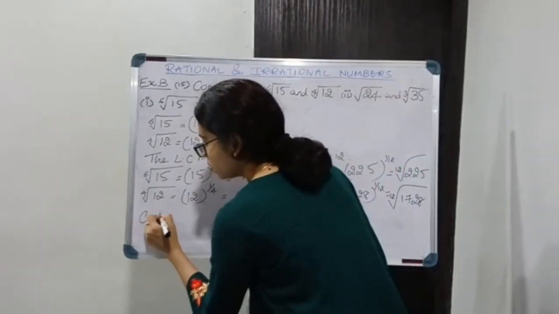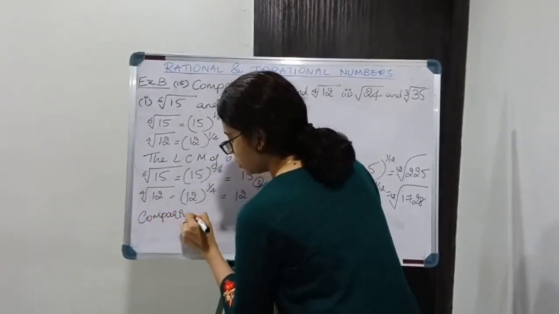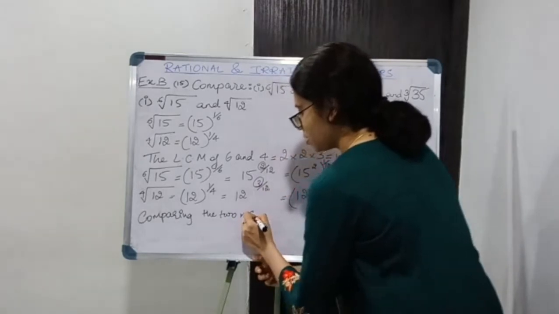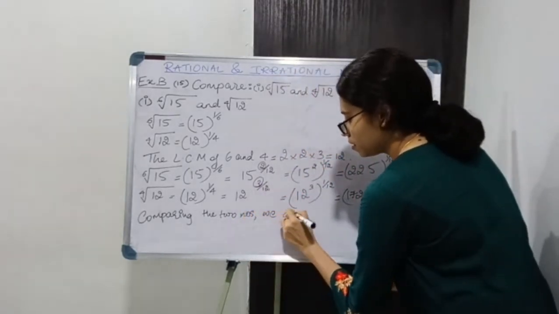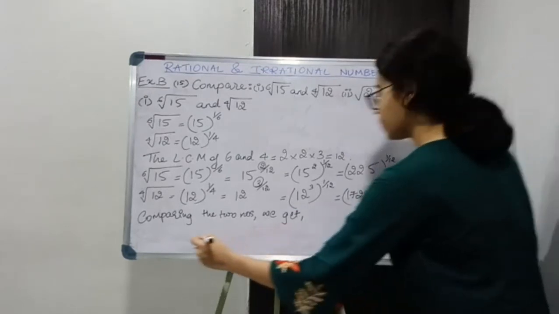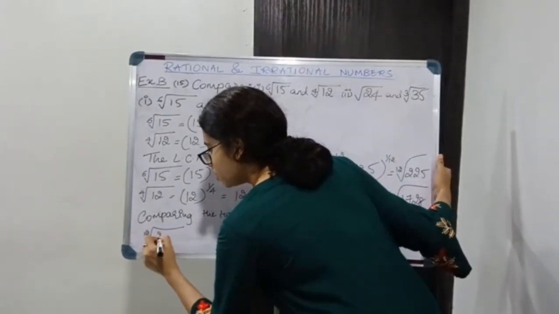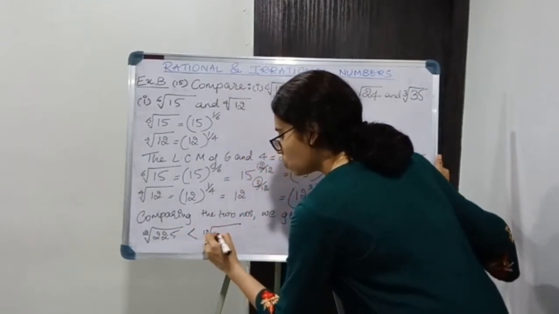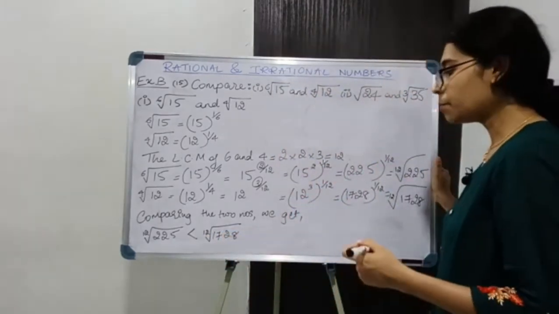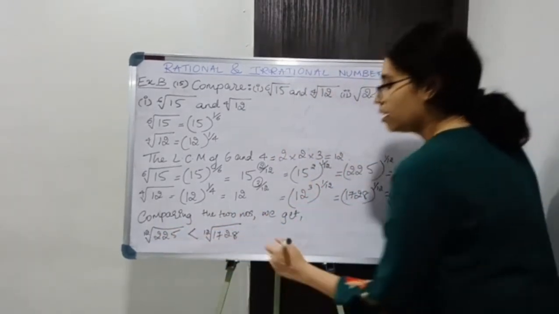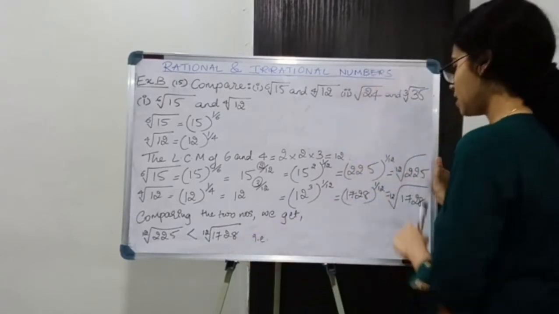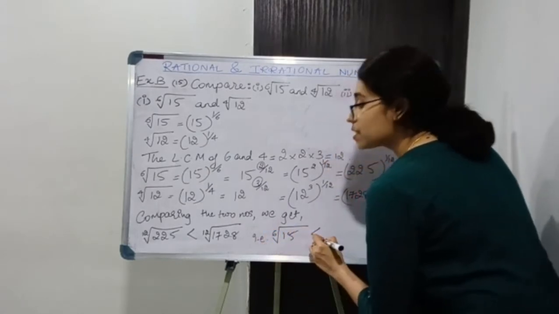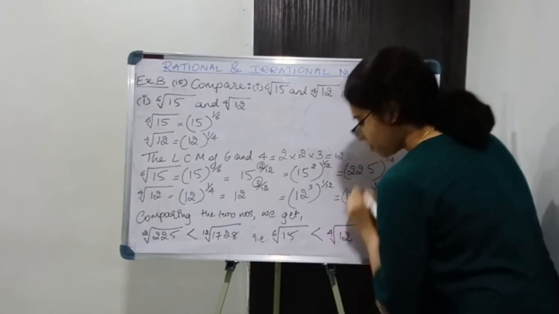So comparing the two numbers, we get 12th root of 225 is lesser than 12th root of 1728. Now we'll compare the original numbers. We'll replace these numbers by original numbers. That is, 12th root of 225 is 6th root of 15, which is lesser than 4th root of 12.